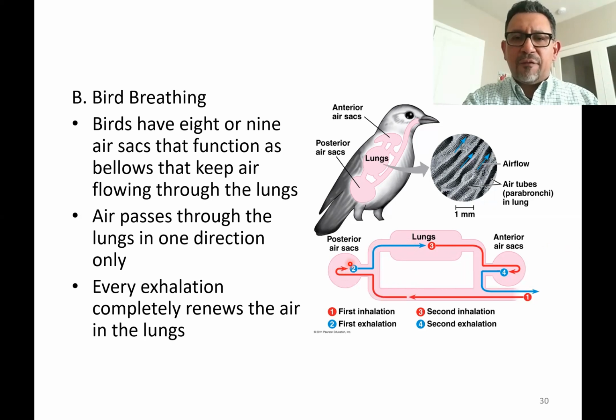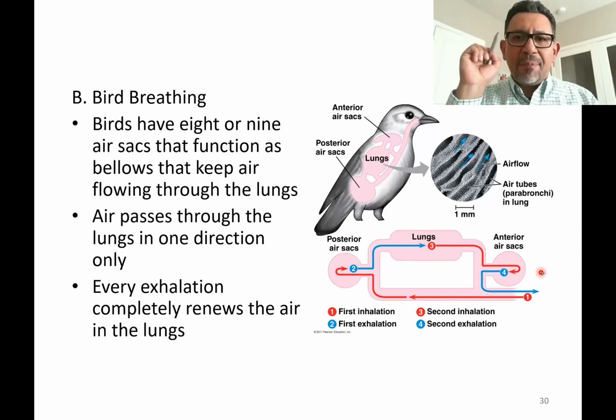So notice that air first went into the posterior air sacs, and during exhalation, air moves out of the posterior air sacs, and over to the lungs. Then the next step is going to be the second inhalation. In the second inhalation, air from the lungs moves into the anterior air sacs near the head of the animal. And the fourth step is going to be exhalation, the second exhalation, which is air moving from the anterior air sacs out of the body of the animal.